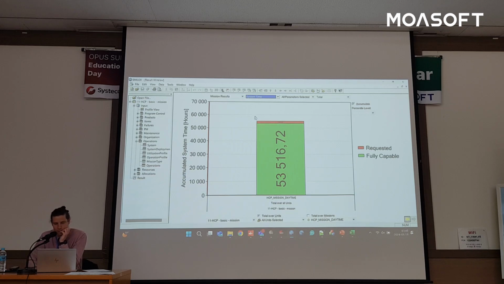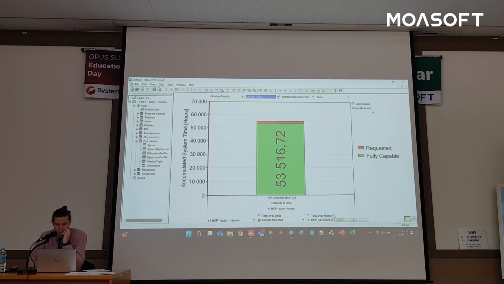This is more of a measure of the operational availability. So how much can we operate with the systems? How many operational hours are we producing with the systems? And as you see, we lose more of that. We're not able to produce as much system time, but again, that's because we said it's enough to have just one system for the mission.